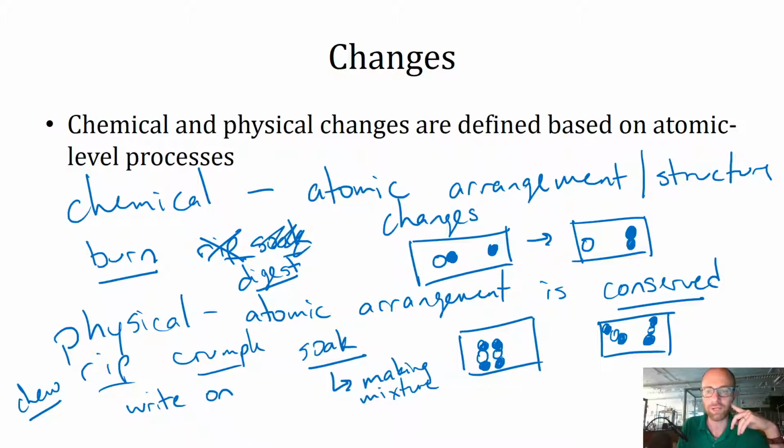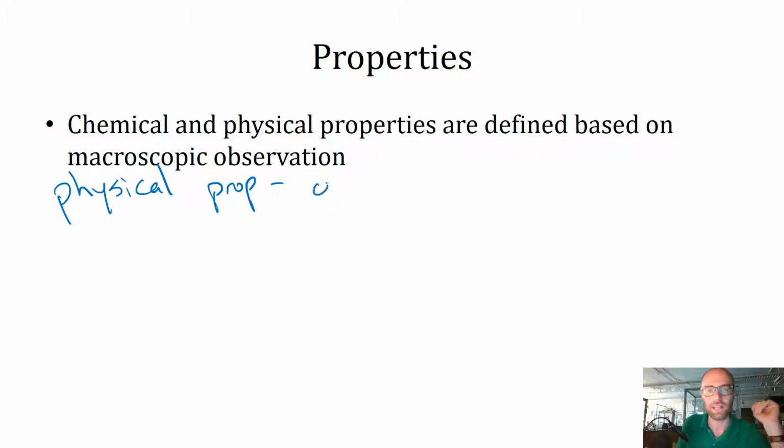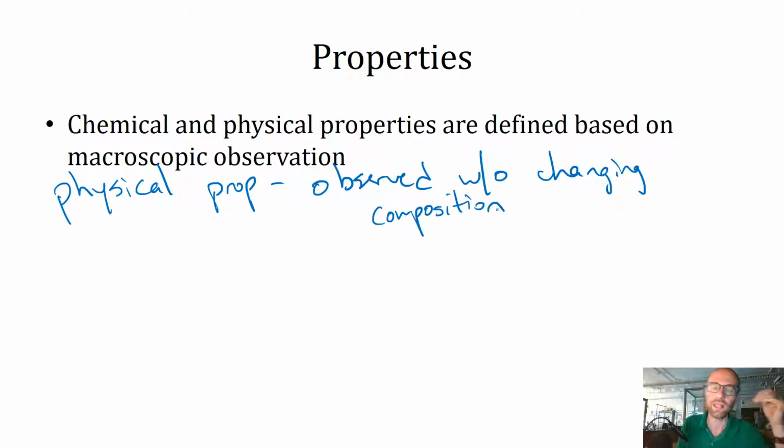So like the arrangement of them being very close together and then being somewhat farther apart. This, by extension, leads to something else we usually discuss along with it: physical and chemical properties. These are things that we define based on our macroscopic observation. The simplest way to say it is that physical properties can be observed without changing composition. In other words, a physical property is the observation of a physical change, if that makes any sense.